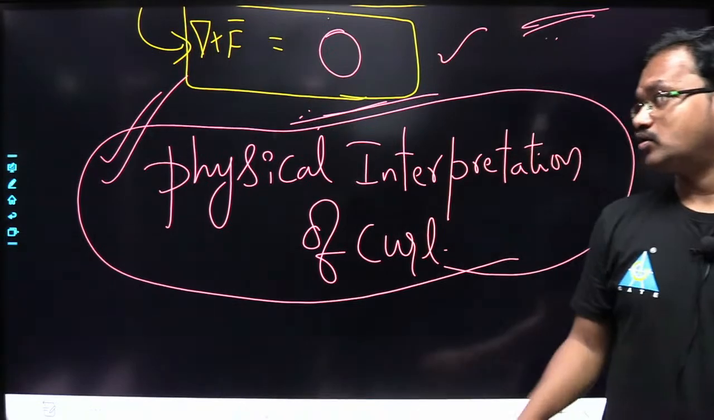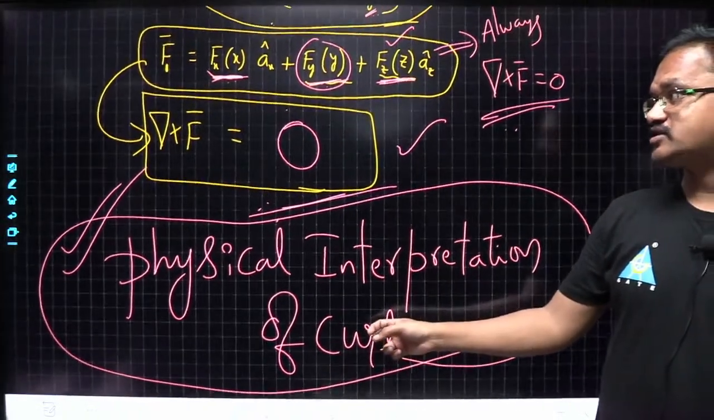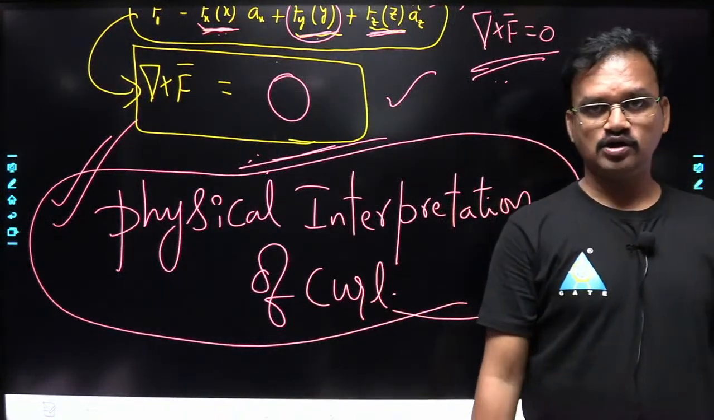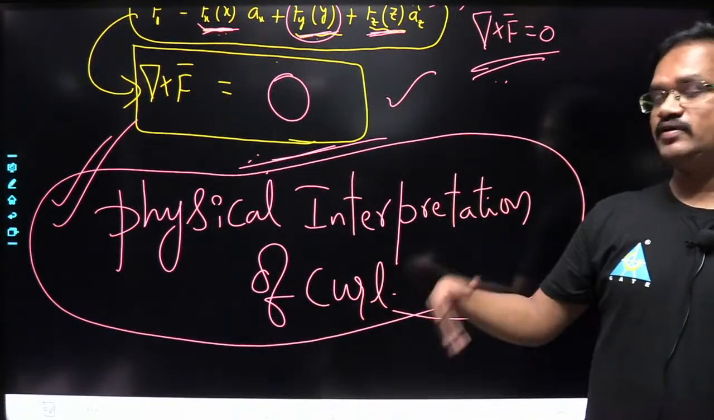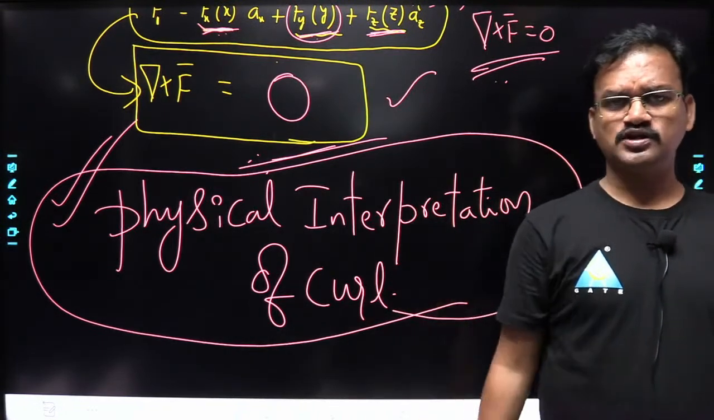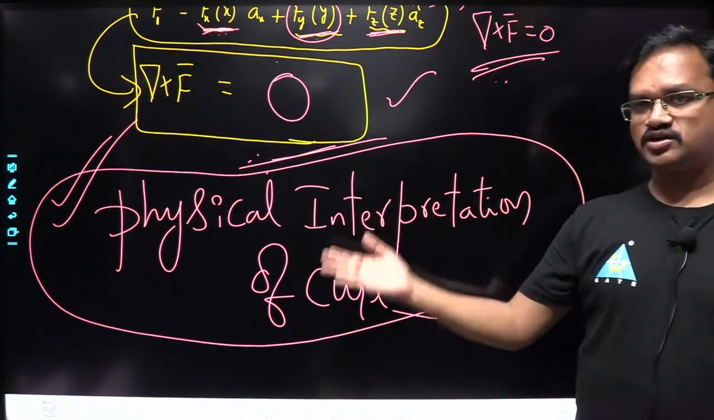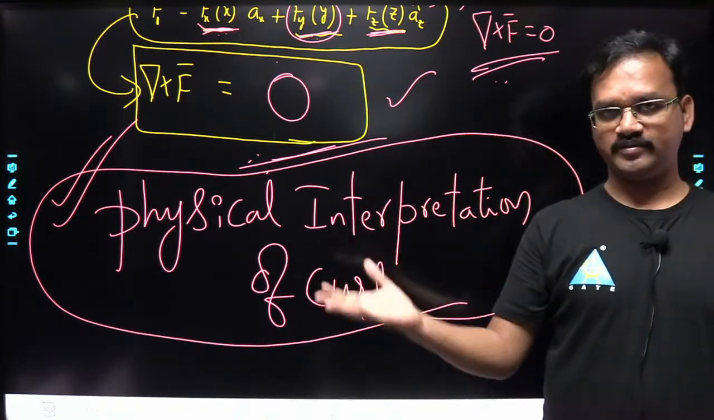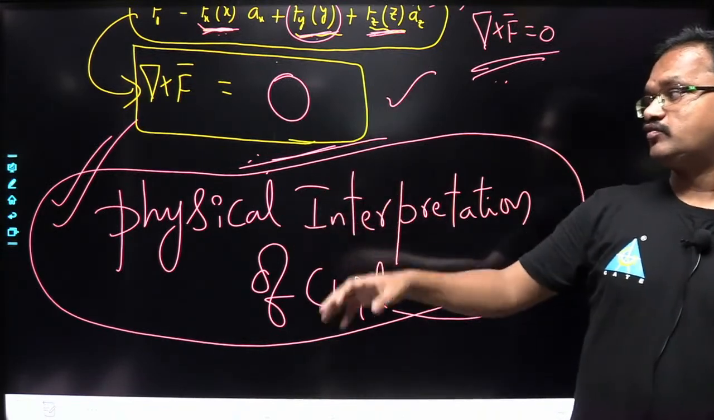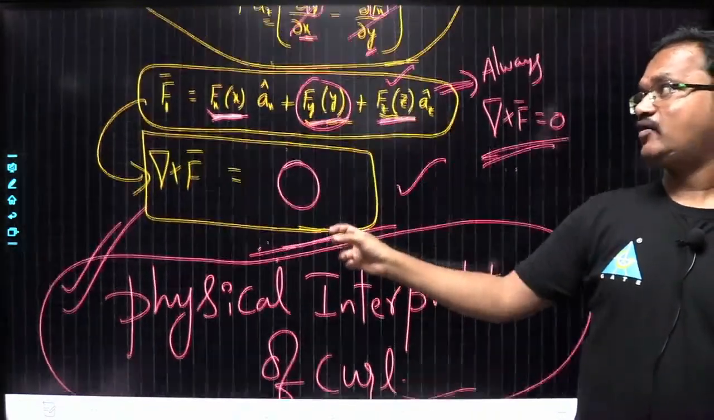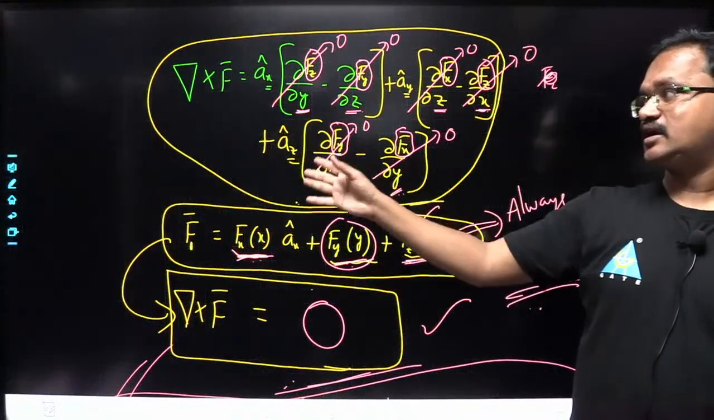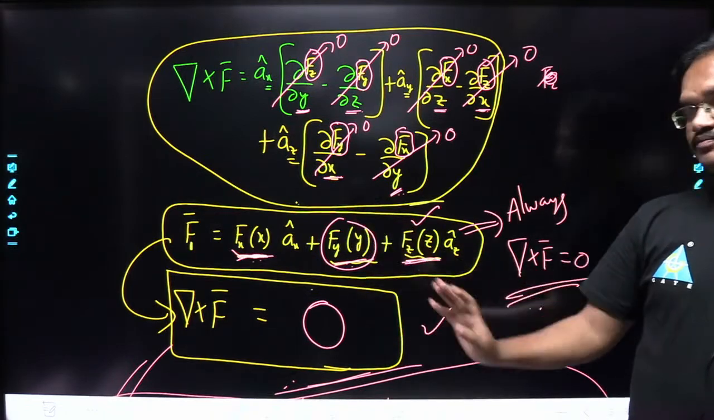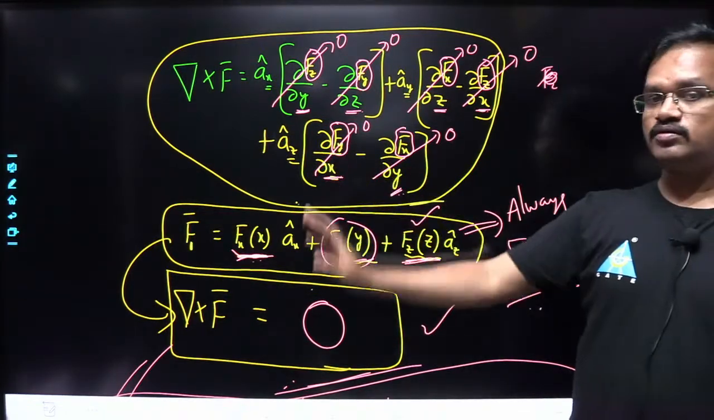So for today's class, I am winding up the session here. Tomorrow we will see the physical interpretation of curl, what actually curl means. I will take some different examples to explain it, so that you get very much clarity about curl. Today I have explained how to write this curl mathematically, and for which type of functions the curl will become 0. Those things we have discussed here.